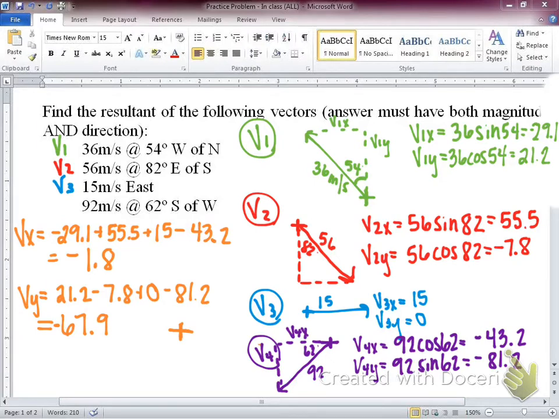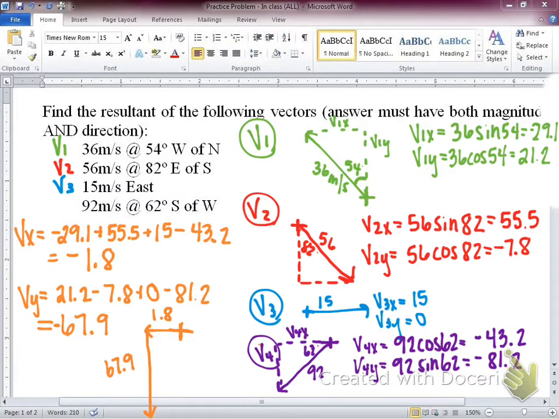I'm going to go west first, and then my south vector should be much, much larger than my west vector. These aren't exactly drawn to scale, but they should be at least close. My x is 1.8, and my y is 67.9. When we're drawing these vectors in our resultant, do we need to include the negatives? No, the negative tells us a direction, so we don't have to include the negative when we're drawing our vectors.